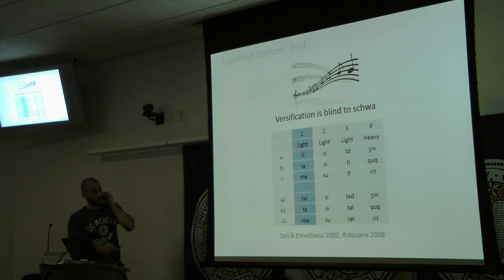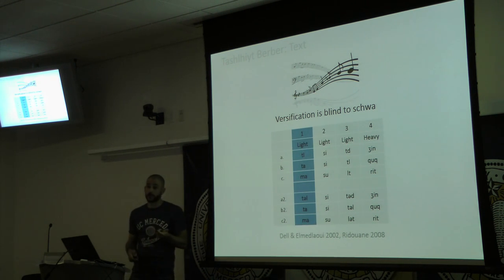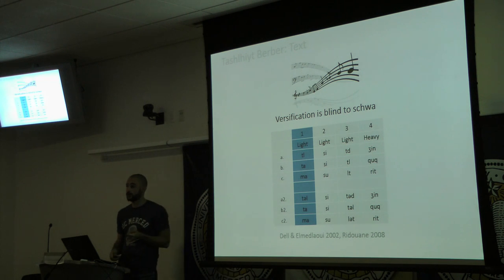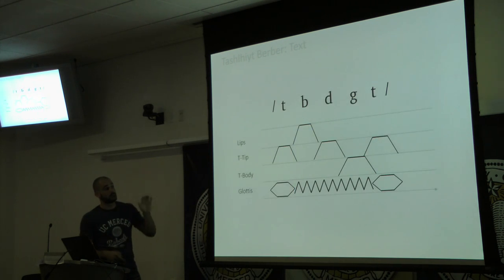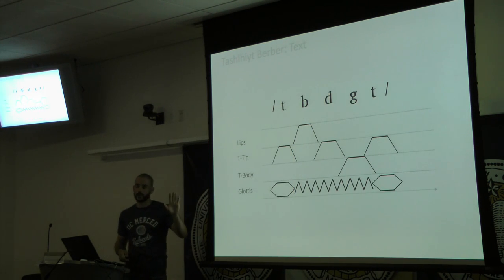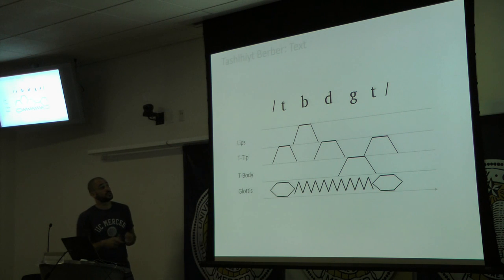The second argument, that has to be highlighted, is the distribution, and it's a phonetic argument. The distribution of these schwas is highly dependent on the articulatory environment. And to make that point, we have to look at articulation in an abstract way here. So I will go through this graph in detail.